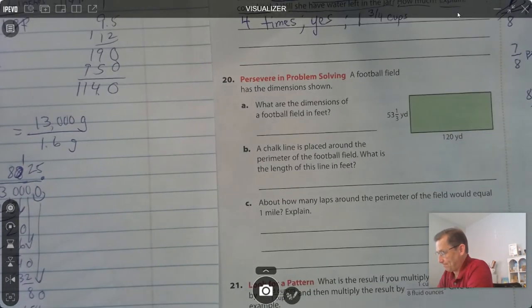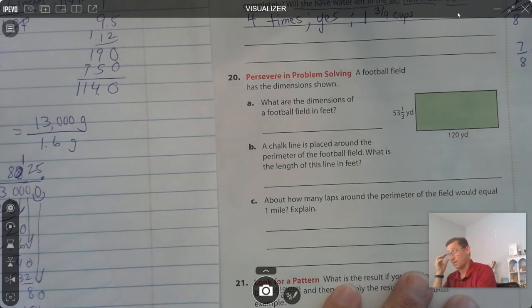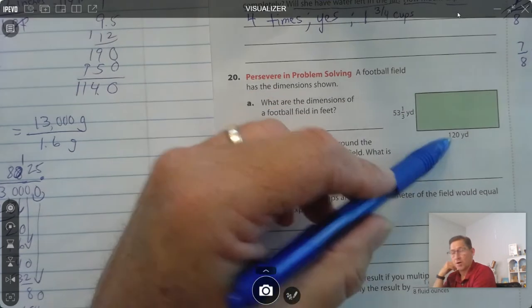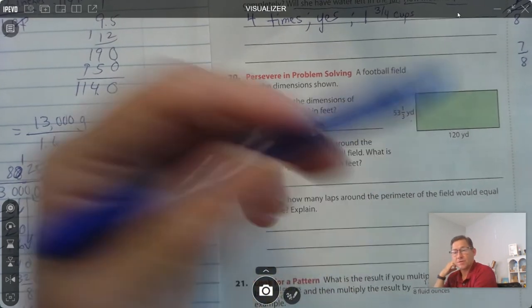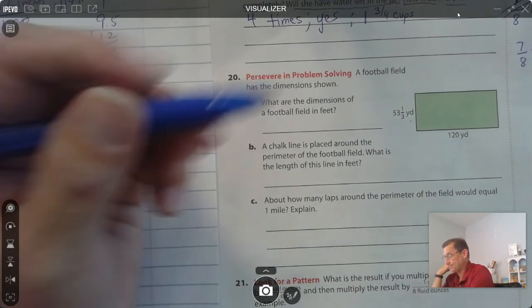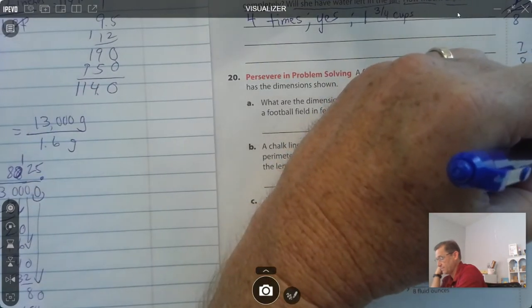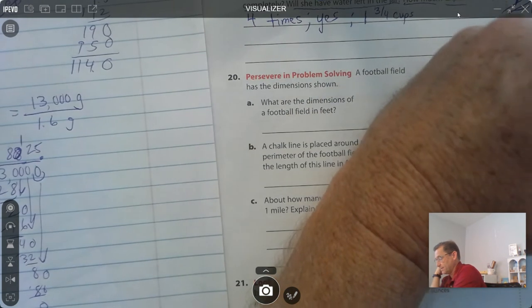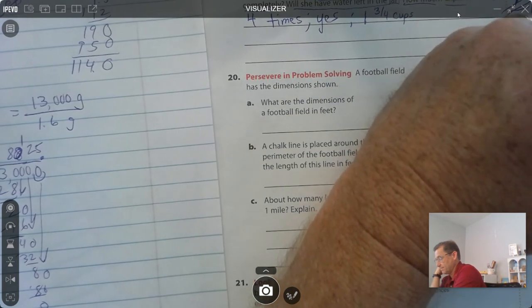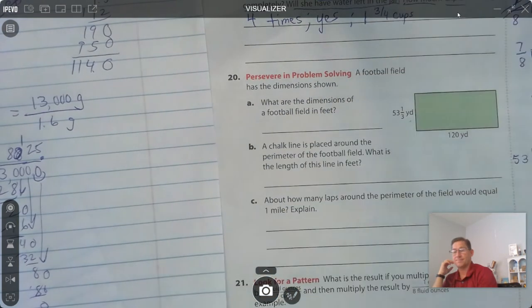All right, number 20. What are the dimensions of a football field in feet? Well, right now they're in yards, right? So we got to change the yards into feet. So 53 1/3 yards. And there's 3 feet per yard.